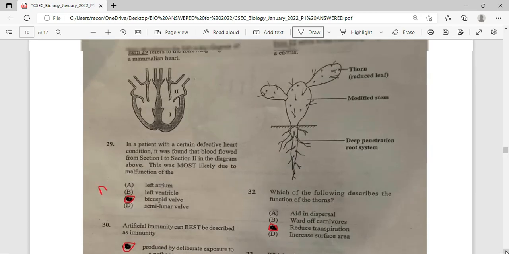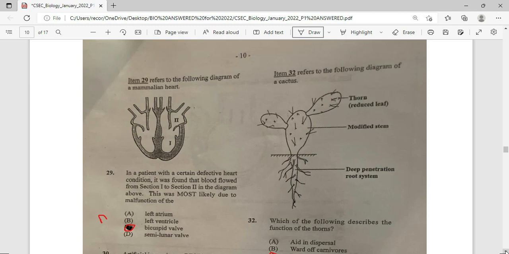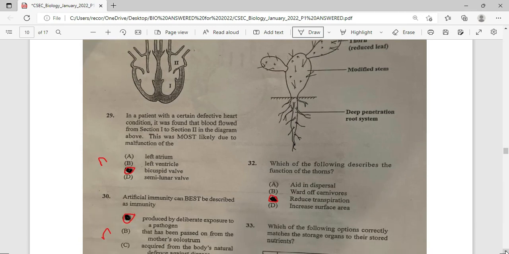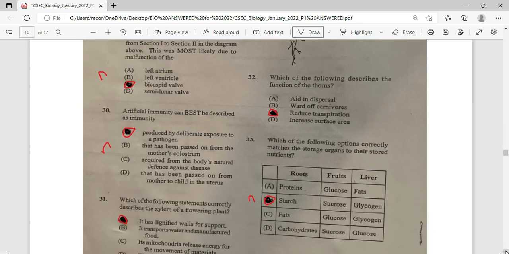So we move on to 32, and this is, of course, a new question. Item 32 refers to the following diagram of a cactus. Now, which of the following describes the function of the thorns? Of course, to reduce the rate of transpiration.